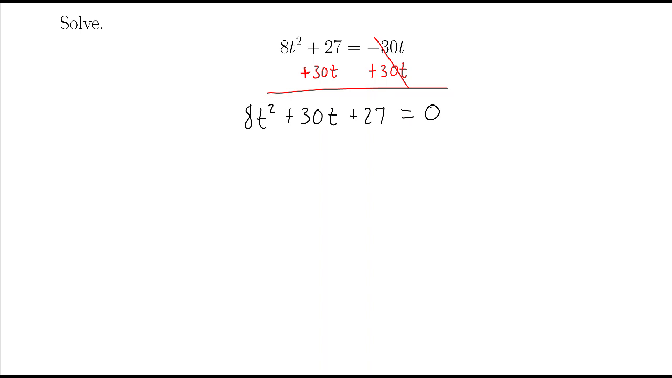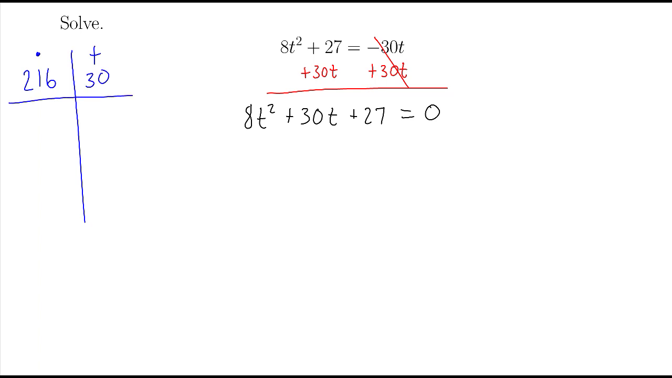Okay, so now we're going to factor it. 8t squared plus 30t plus 27 equals 0. Well, the AC method says start off by multiplying 8 times 27. 8 times 27 is 216. So my goal here is to find two numbers that multiply together to be 216, but add together to be the middle number here, 30. Okay, multiply together to be 216 and add up to 30.